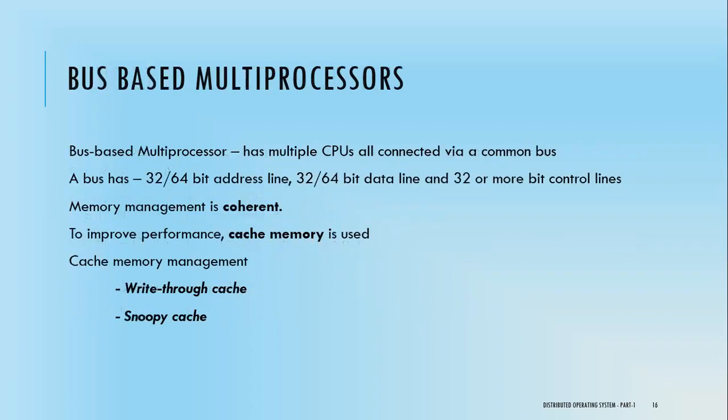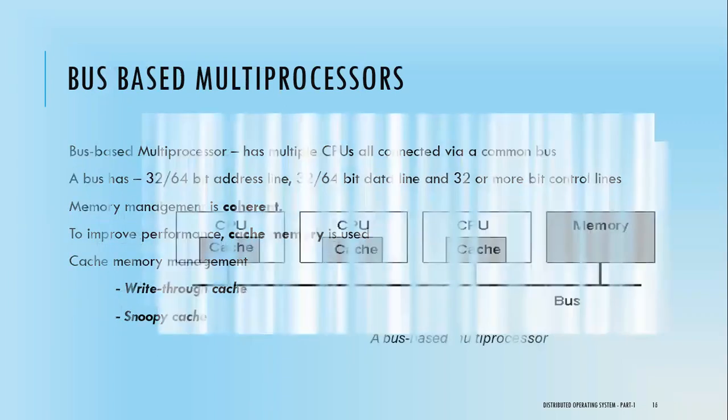Bus-based multiprocessor. A bus-based multiprocessor has multiple central processing units all connected via a common bus. A bus has a 32 or 64-bit address line, a 32 or 64-bit data line, and 32 or more bit control lines. Memory management is coherent. To improve the performance, cache memory is used. Cache memory management: write-through cache or Snoopy cache.